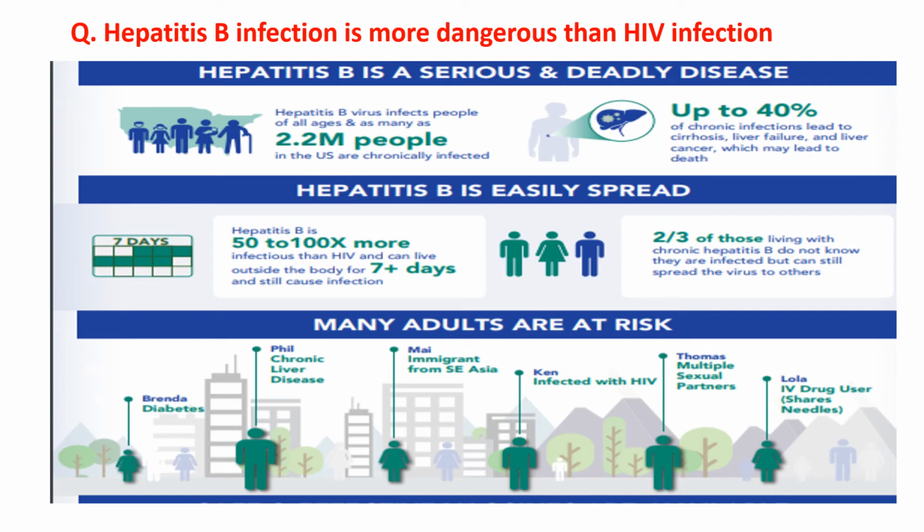So you can see a heterogeneous community is at risk of hepatitis B infection, and because of its higher infectivity, almost 50 to 100 times more infective than HIV, the ability to persist in the environment for more than 7 days, and 40% or higher chances of chronicity, these are the factors affecting all age groups. These are the factors that go on to make hepatitis B infection a more dangerous one than HIV.